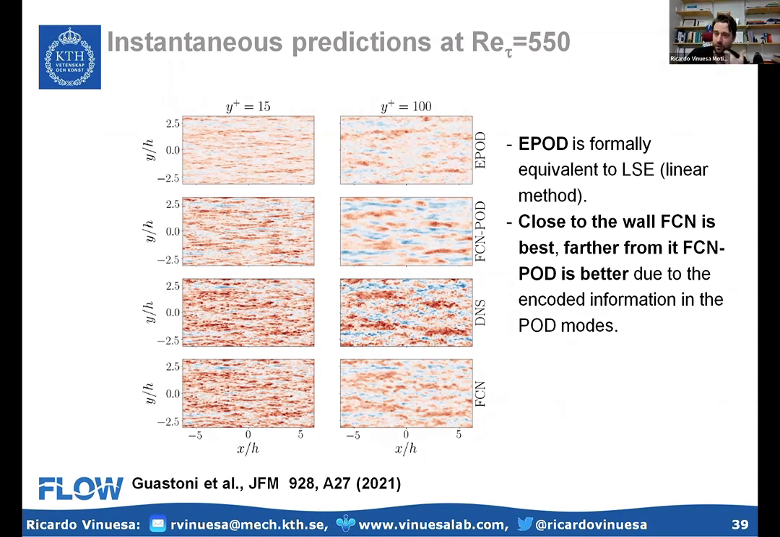And then it's more efficient computationally to just predict the temporal evolution of those large scales than having to really look at the full prediction of the plane with the FCN of the large and the smaller scales and the detached eddies and all the mess that happens over there. So message: close to the wall, the most efficient approach is the FCN. Far away from the wall, the most efficient is the FCN-POD.